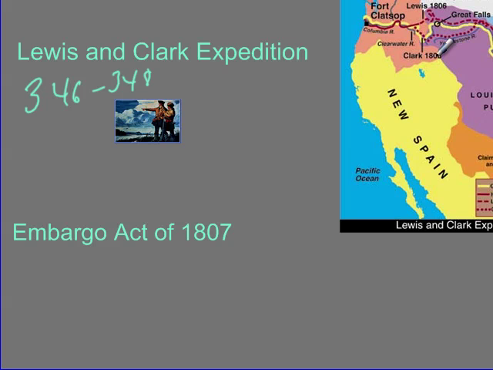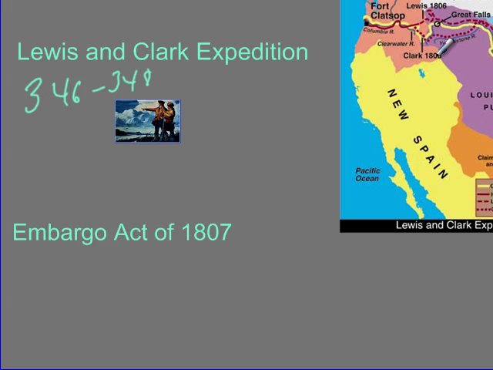Sacagawea is a helpful guide, first of all, because she can guide them through the Rocky Mountains. She speaks several languages, which helps them with Native American tribes. But also, having this Native American woman with them shows other Native American tribes that they are on kind of a peaceful mission, and it assures that they're not going to be attacked all the time, because it shows the other Native American tribes that we're not a war party. We're just trying to have peace and explore and all this kind of stuff.